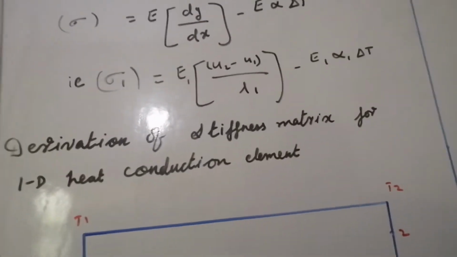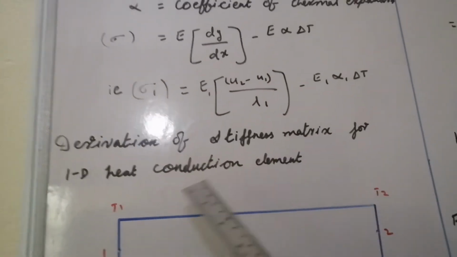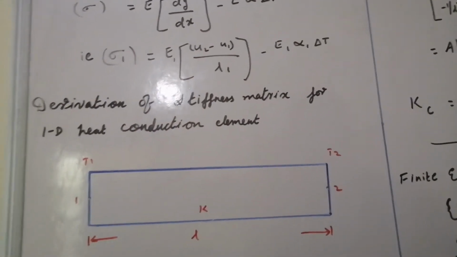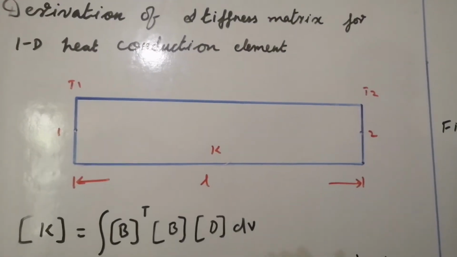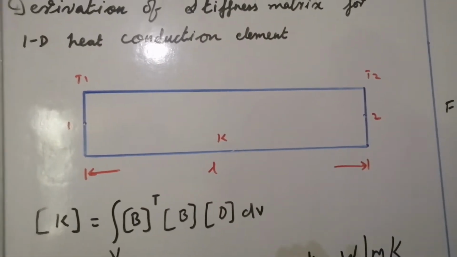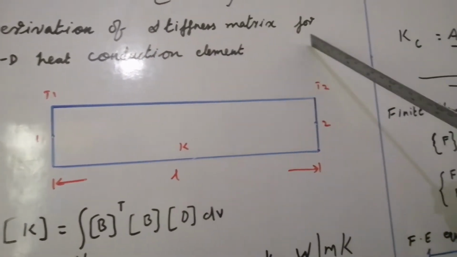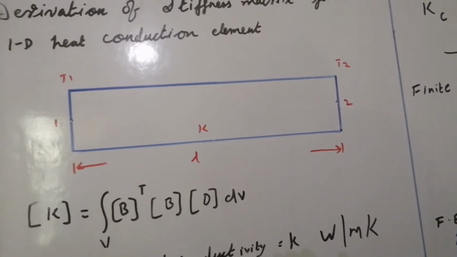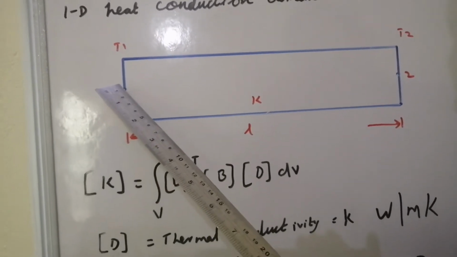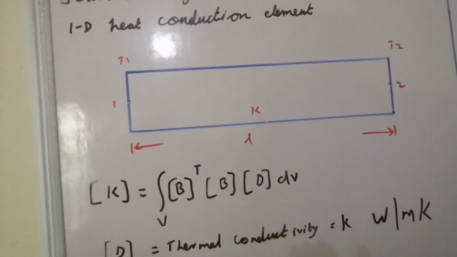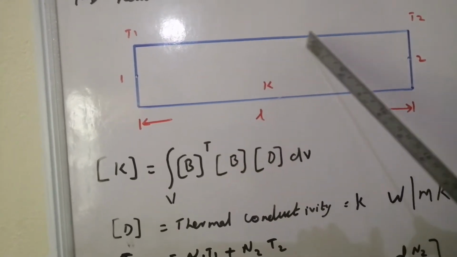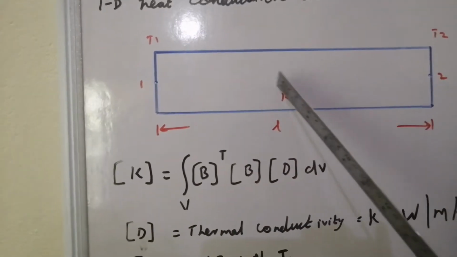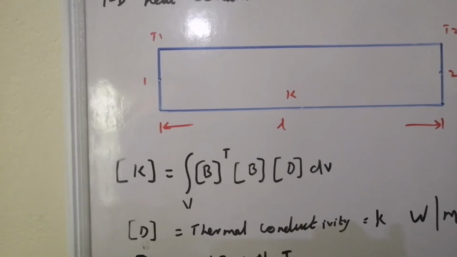And now we can go for the derivation of the stiffness matrix for a one-dimensional heat conduction element. We all know what heat conduction is. Actually, heat conduction is the transferring of heat throughout the element. That is, if heat is applied at this node, and the transfer of heat is only through this element, that is what we call heat conduction.